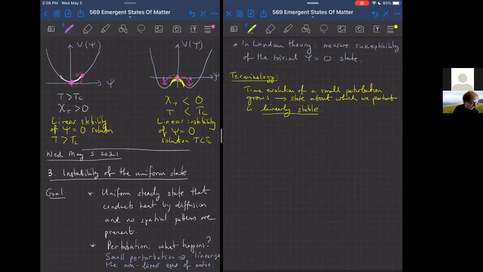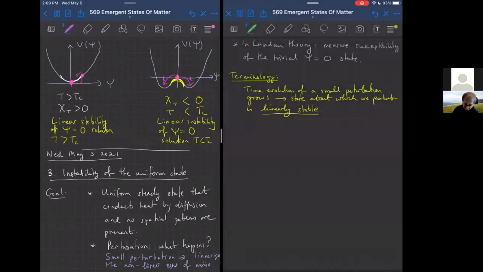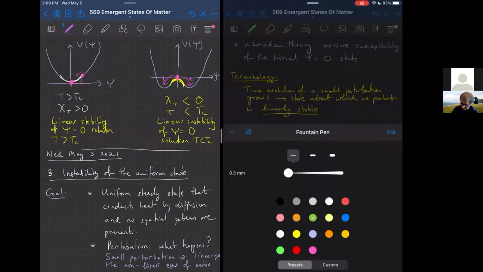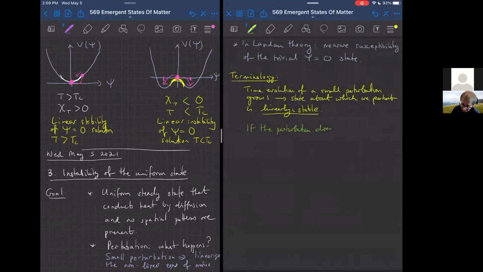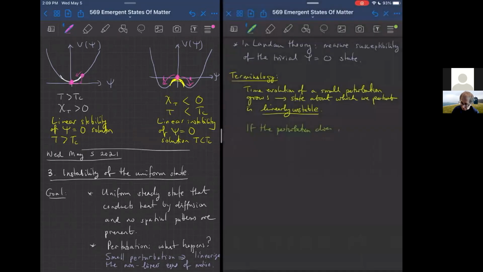Okay. If the perturbation does not grow, what I wrote down here was complete nonsense. I hope somebody noticed that. What I meant to say was unstable, okay? So let's go back. If the perturbation does not grow, then we say the state is linearly stable.